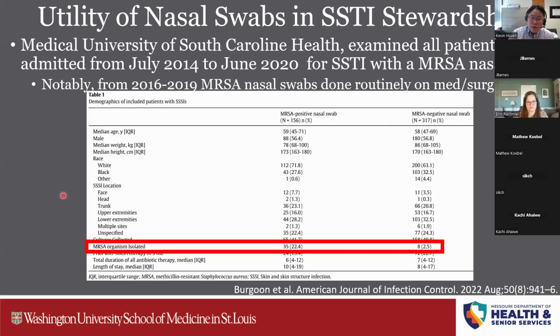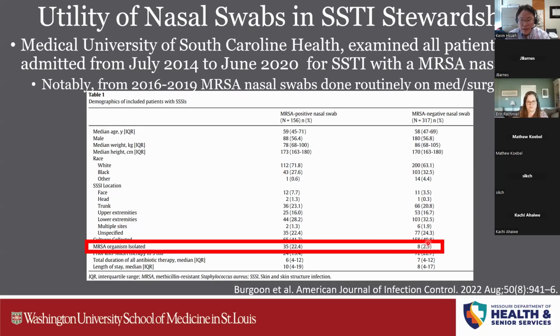So just like with pneumonia, MRSA nasal swabs have been shown to have a very significant negative predictive value with skin and soft tissue infections. The Medical University of South Carolina Health examined all their patients where they were doing routine MRSA nasal swabs from 2016 to 2019, and they found a negative predictive value of 97.5% if MRSA was not isolated on a MRSA nasal swab. So it was very unlikely that this person would be diagnosed eventually with MRSA.